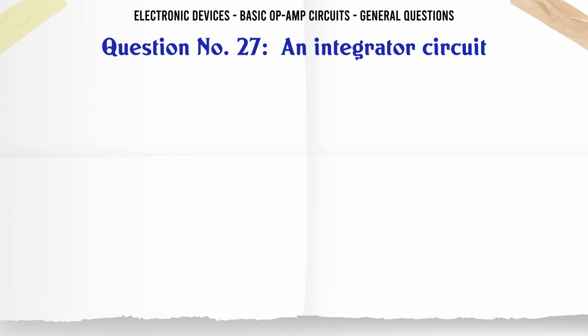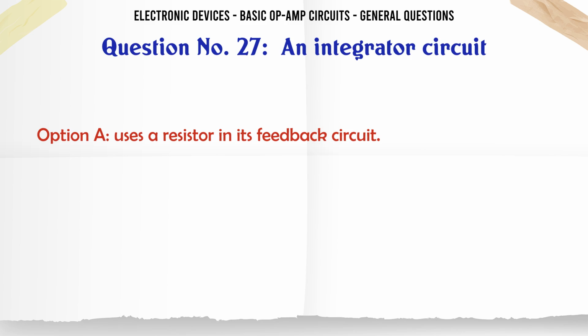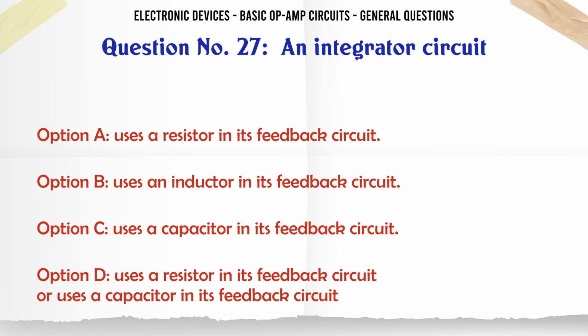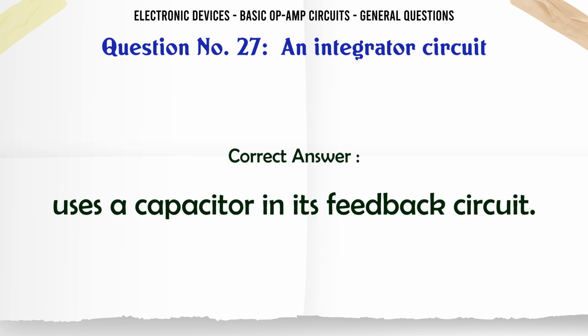An integrator circuit. A. uses a resistor in its feedback circuit, B. uses an inductor in its feedback circuit, C. uses a capacitor in its feedback circuit, D. uses a resistor in its feedback circuit or uses a capacitor in its feedback circuit. The correct answer is uses a capacitor in its feedback circuit.